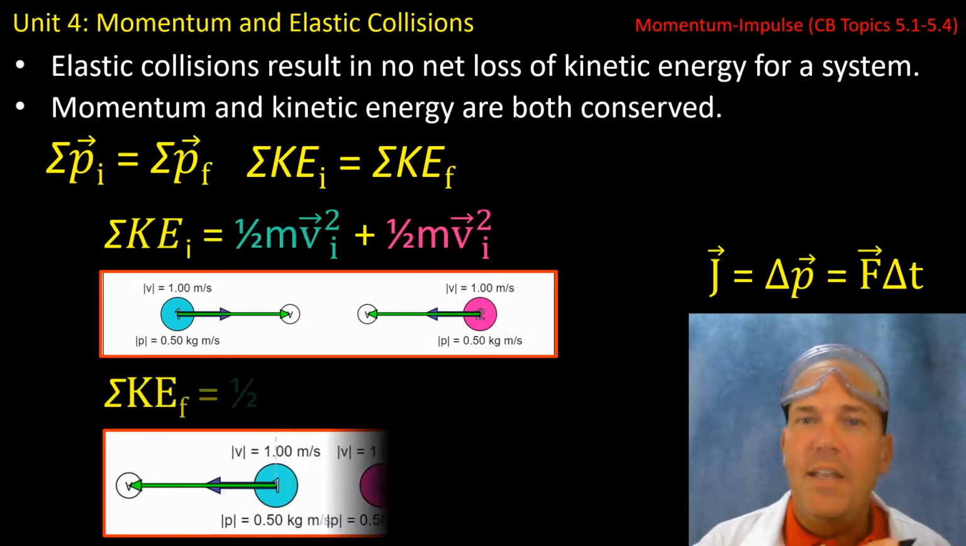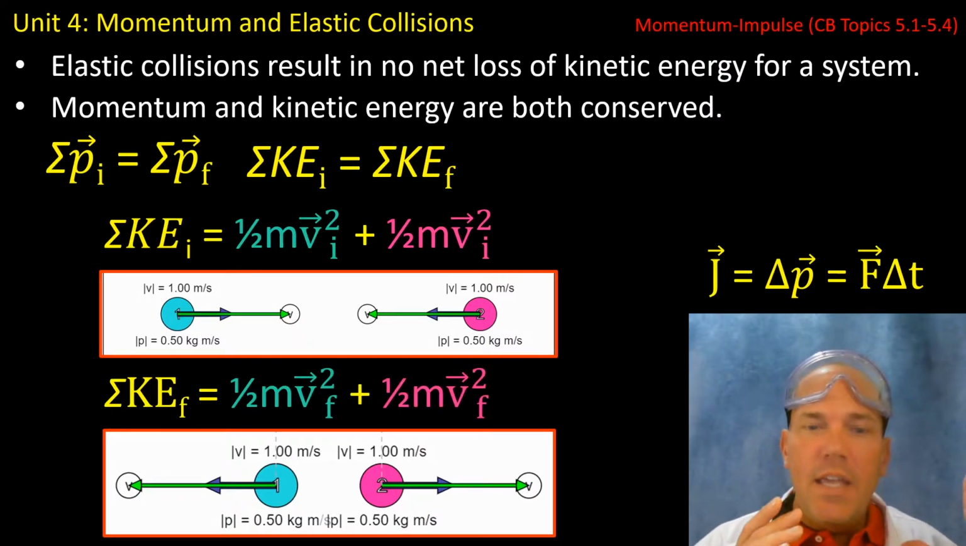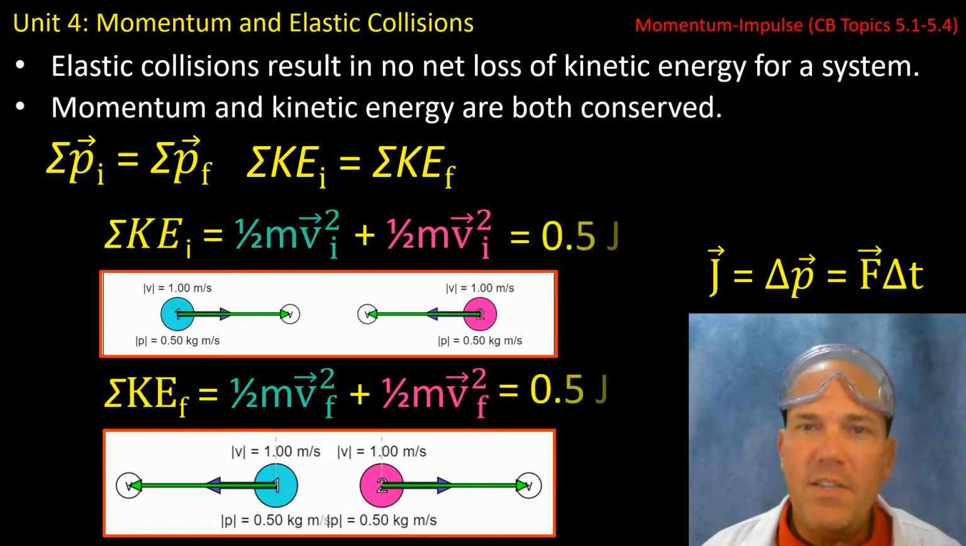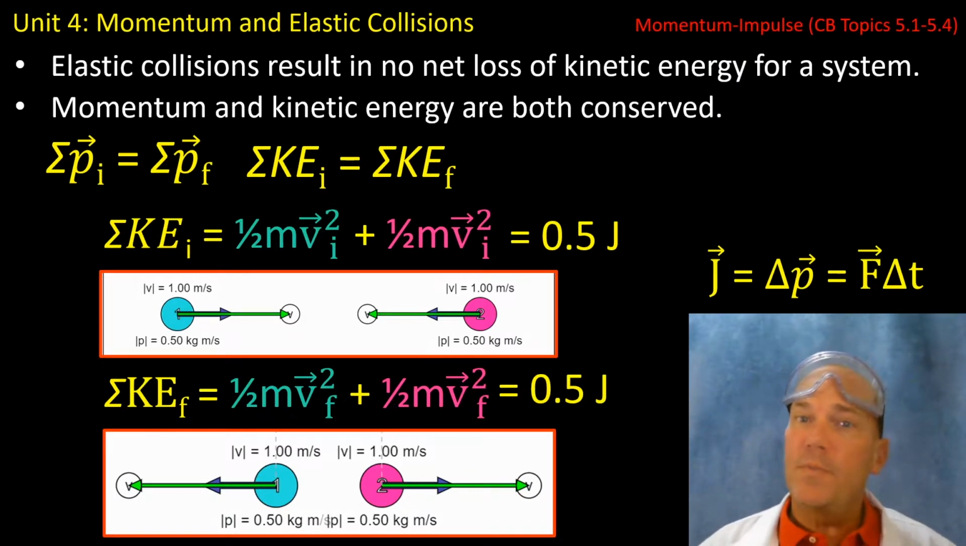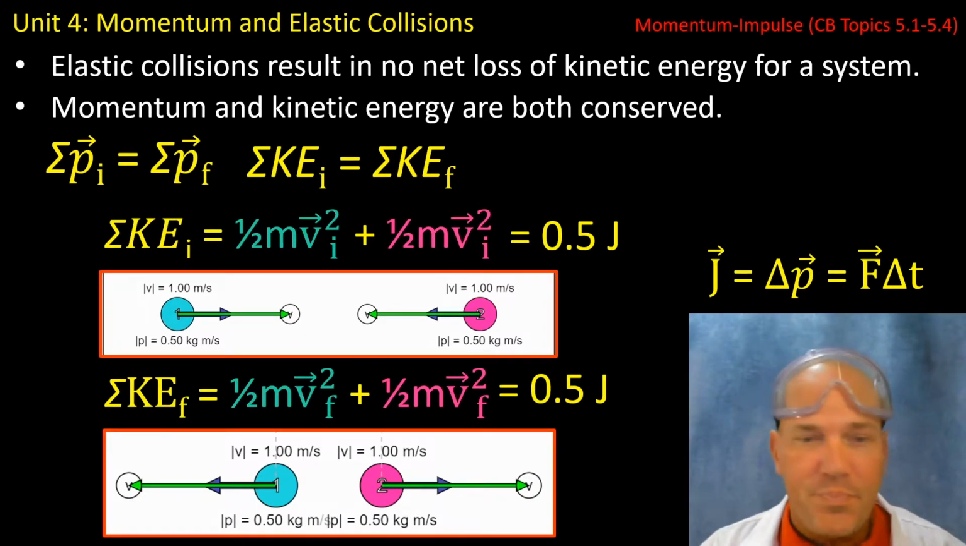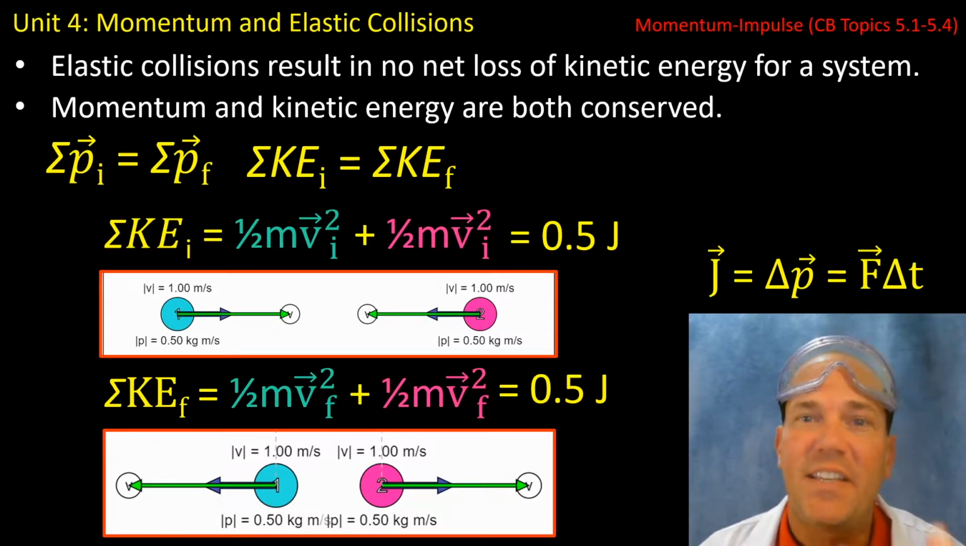Now let's look at after these two objects collided. And again, if you plug in their respective masses and velocities into these equations, you will get 0.5 joules both before and after the collision. Therefore, this particular collision would be classified as an elastic collision.